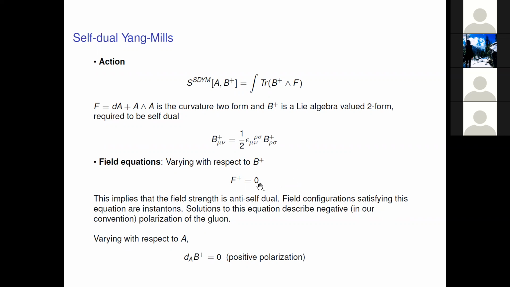Field configurations satisfying this equation are basically instantons. If we linearize this solution, they describe the negative-helicity polarization vector of the gluon. If we vary with respect to A, the connection, then we get the covariant derivative of B plus equal to 0, and this represents the other polarization of the gluon.